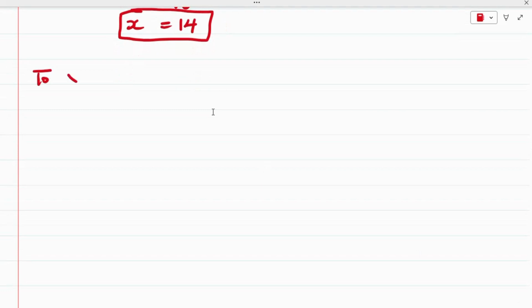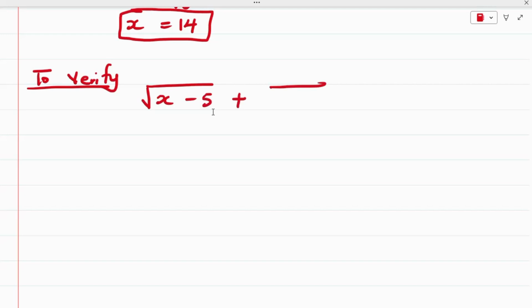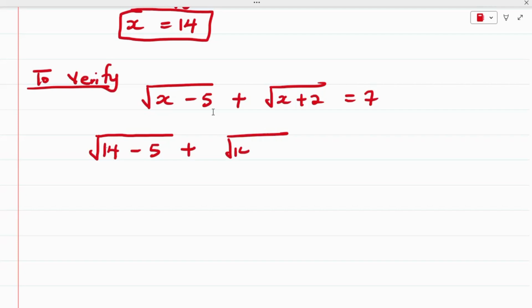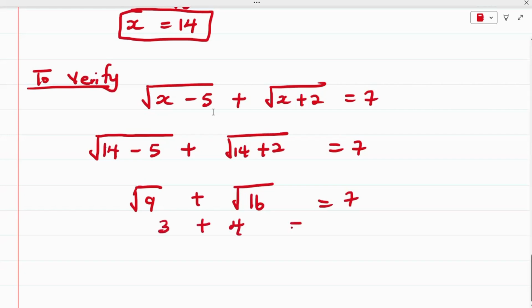So guys, let's simply verify to show that our answer is actually correct. We have the expression given as the square root of x minus 5 plus the square root of x plus 2, and this is equal to 7. So we have x equal to 14. So we have the square root of 14 minus 5 plus the square root of 14 plus 2, and this is equal to 7. So we have the square root of 9 plus the square root of 16, and this is equal to 7. The square root of 9 is 3 plus the square root of 16 is 4, which is equal to 7. So 7 is equal to 7.